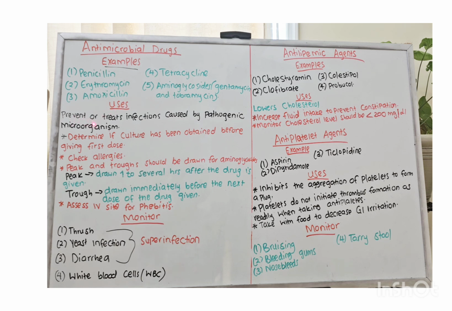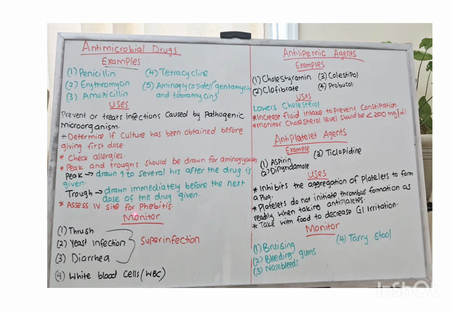Uses: it is used to prevent or treat infection caused by pathogenic microorganisms. Make sure a culture has been obtained before giving the first dose. Check for allergies because most patients are allergic to antibiotics. Peak and trough should be drawn for aminoglycosides and vancomycin too. Peak should be drawn 1 to several hours after the drug is given, and then trough should be drawn immediately before the next dose of the drug is given.